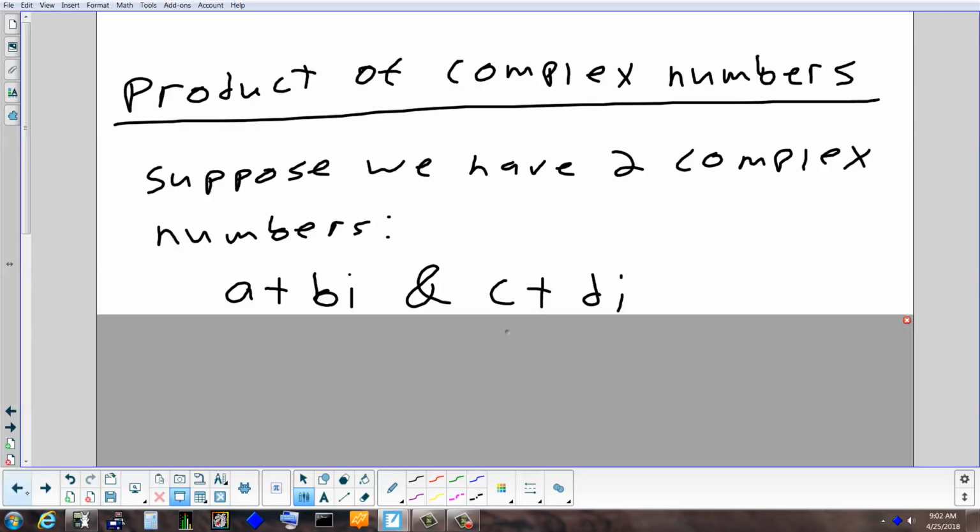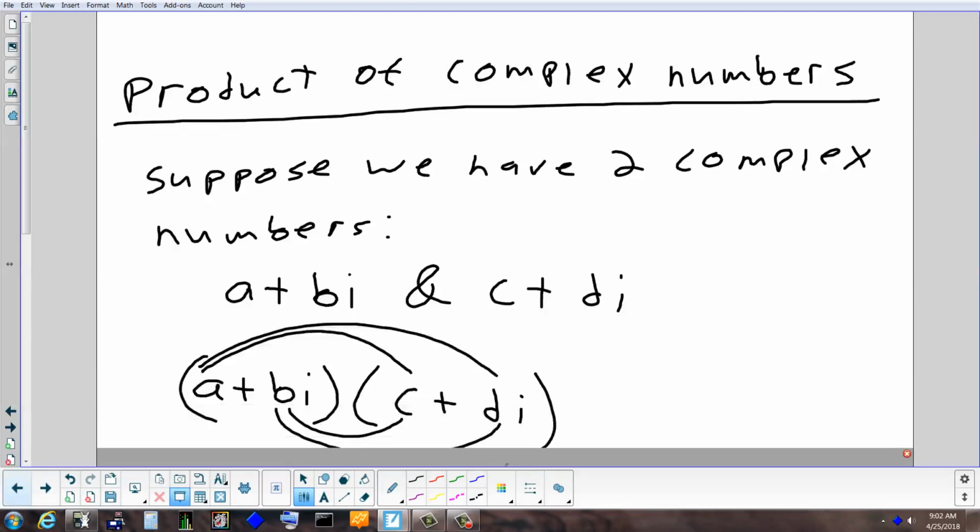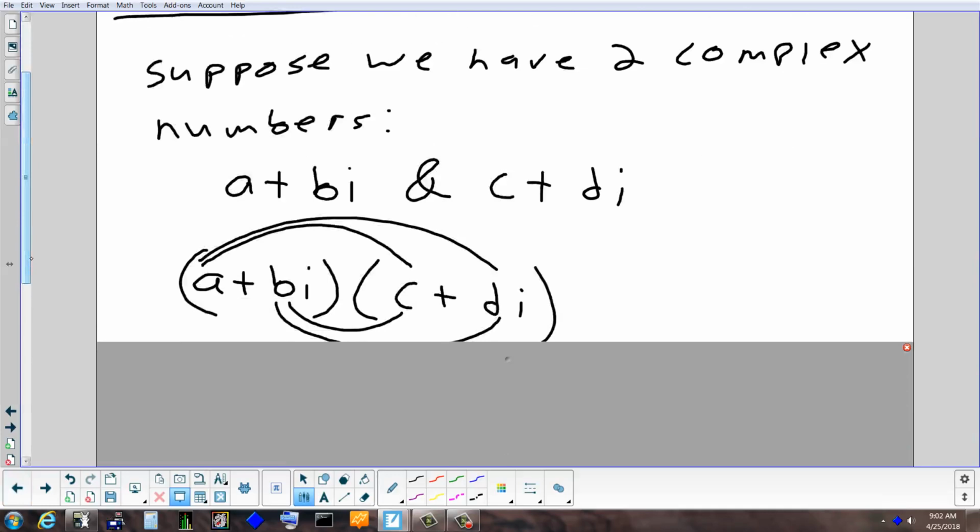If you had a problem, a, b, c, d would all be numbers. They could be positive or negative. But basically, you do the distributive property twice. Distribute out the a to both. Distribute out the b to both. I should say a gets distributed to both, and the bi gets distributed to both.